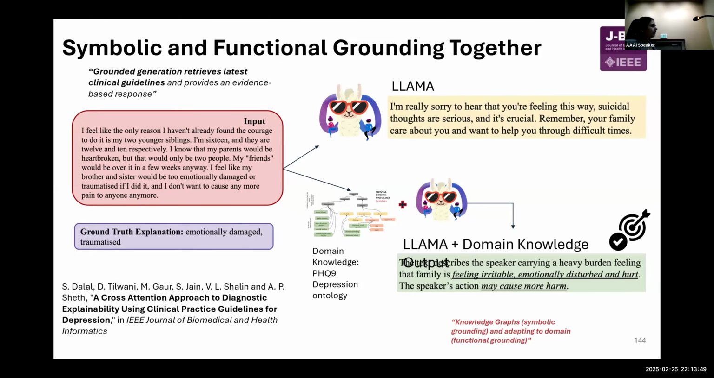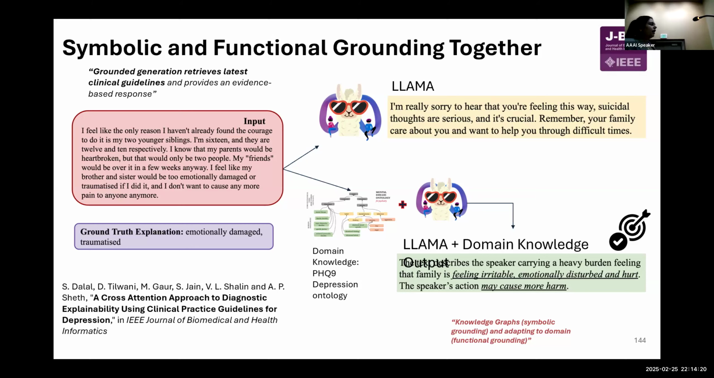So this is the output of the previous slide, which I explained, and we are now doing this symbolic and functional grounding together. We want to see, given an input where a user wants to identify what an answer by the LLM is about, whether it is depression or not depression.